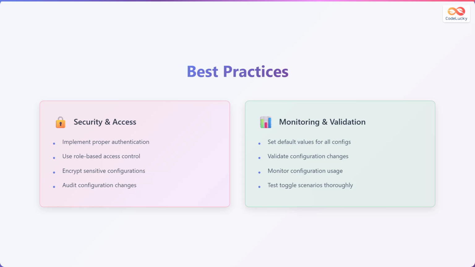To make the most of configuration management, it's important to follow some best practices. On the security and access side, implement proper authentication, use role-based access control, encrypt sensitive configurations, and audit configuration changes. For monitoring and validation, set default values for all configurations, validate configuration changes, monitor configuration usage, and test toggle scenarios thoroughly. Following these practices will help you maintain a secure and reliable configuration management system.